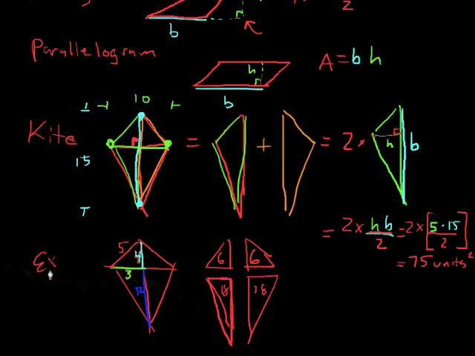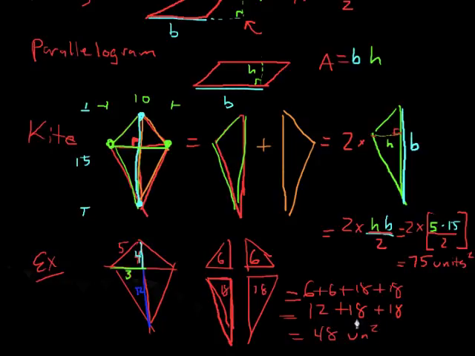So for this example, you can really just break it up into pieces, or you can do it this way. You can find the area of each side, and then just take the area of one side and multiply it by 2. So what would this be? This would be 6 plus 6 plus 18 plus 18. Well, 6 plus 6 is 12. Okay, so 18 plus 18. 12 plus 18 is 30, plus another 18 is 48. So this would be 48 square units.